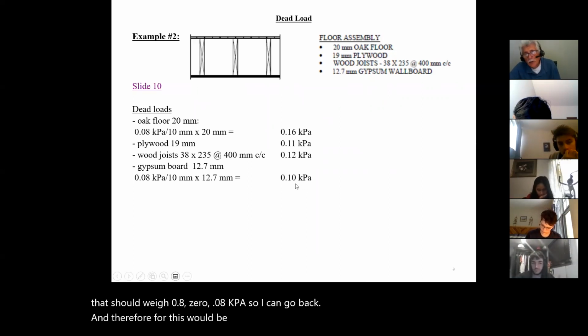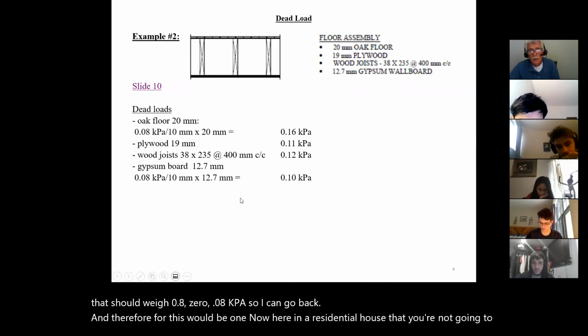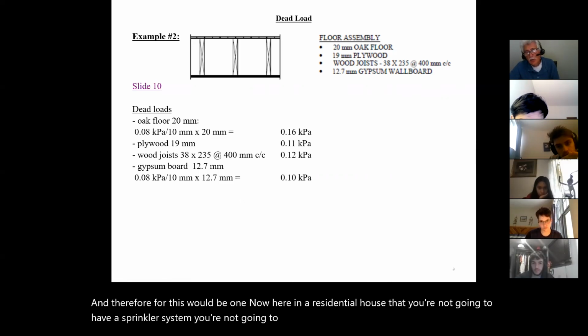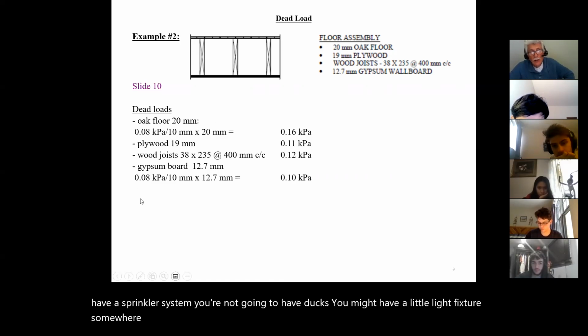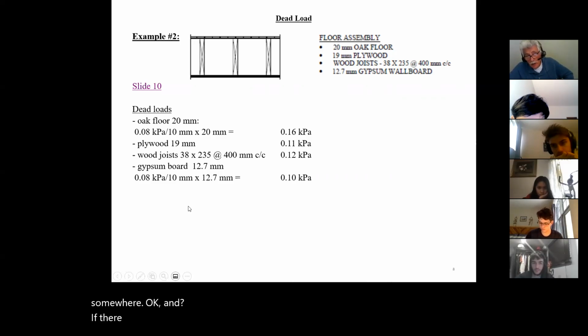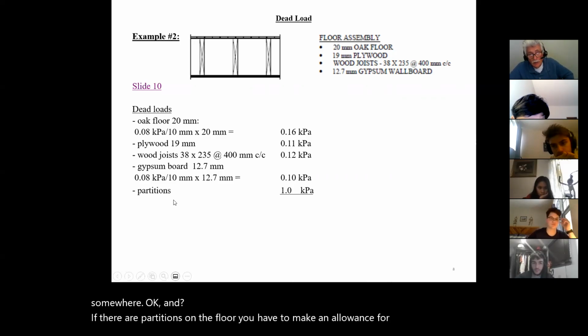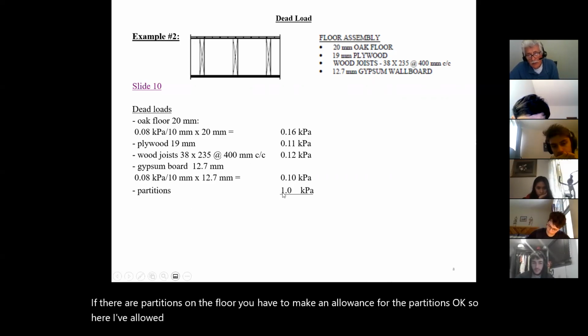Now here in a residential house, you know that you're not going to have a sprinkler system. You know you're not going to have ducts. You might have a little light fixture somewhere. And if there are partitions on the floor, you have to make an allowance for the partitions. So here I've allowed the minimum, the allowance that's required by the National Building Code.